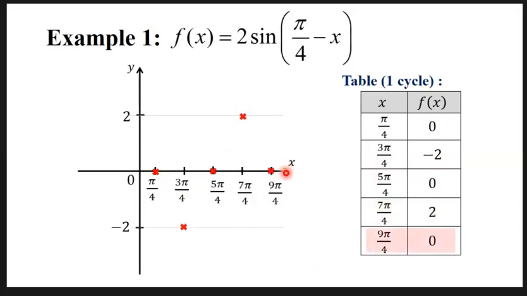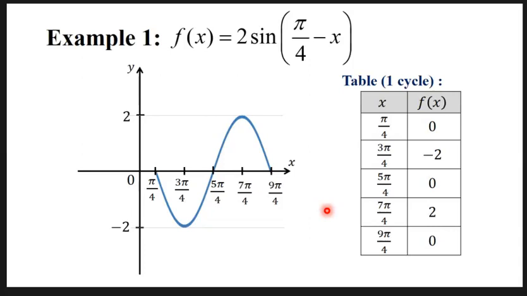Once the plotting is done, the next thing we're going to do is connect the points according to the shape of the sine function. So this is what we have. Once the graph is done sketching, we should erase the plotted points to show that this is a sketch, not a plotted graph. So this is the complete one-cycle graph for the function f(x) = 2 sin(π/4 − x). And this one-cycle graph is important as a foundation for us to answer the questions later.